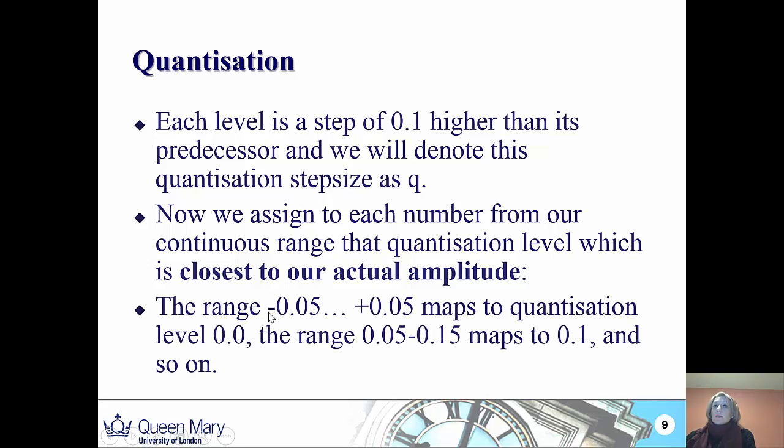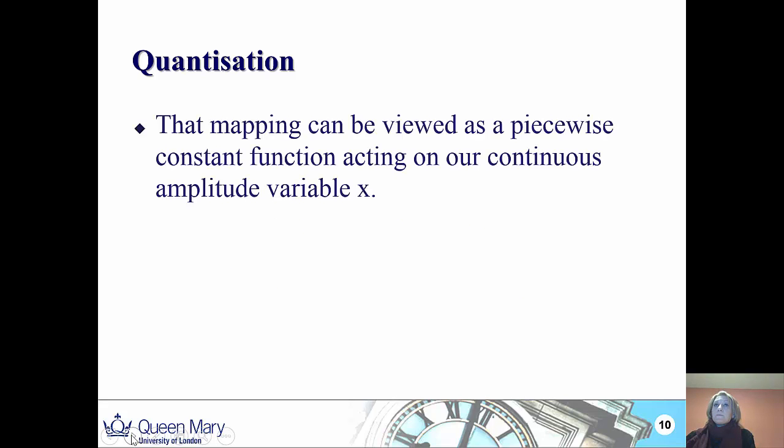So the range, for example, -0.05 to +0.05 maps to the quantization level 0. Okay, so we're losing some level of accuracy here, but that's just part and parcel of the network communication process. So we're continuously applying this mapping between our discrete values and our continuous signal.